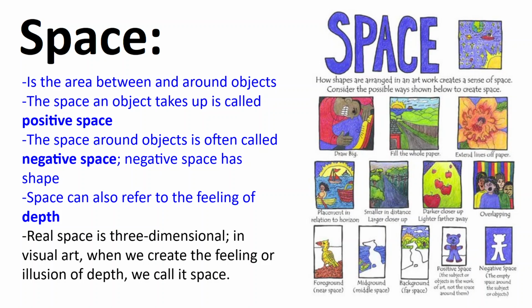The last element that we'll learn about is called space. There's two kinds of space that we'll learn about. There's positive space and negative space. Positive space being the space taken up by the object, like the blue bear down here in the bottom right corner. And negative space, which is the space around the object.